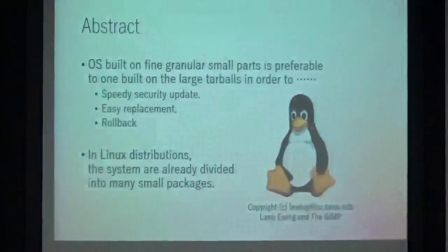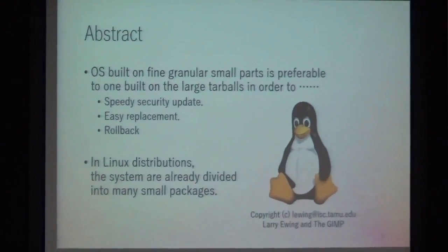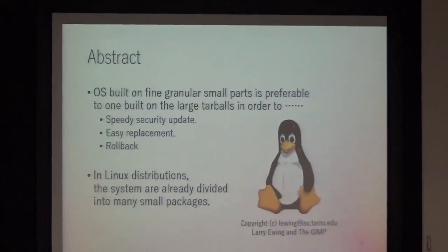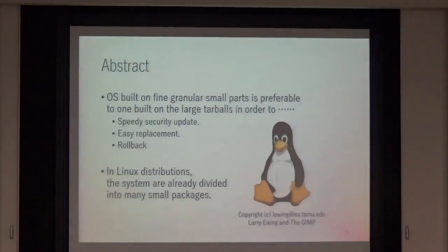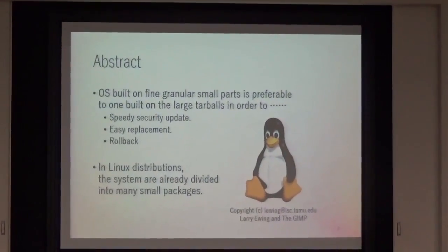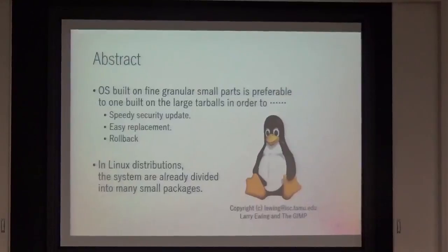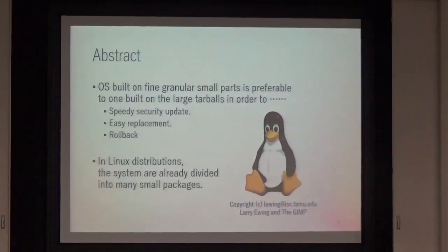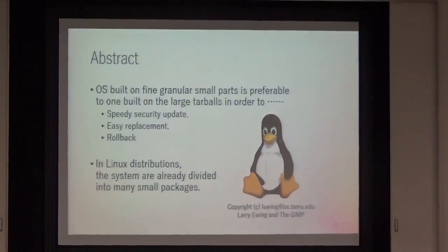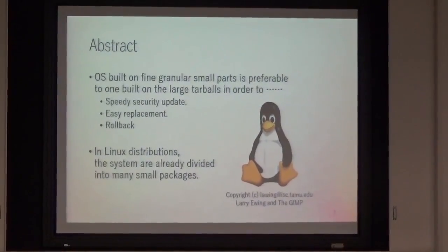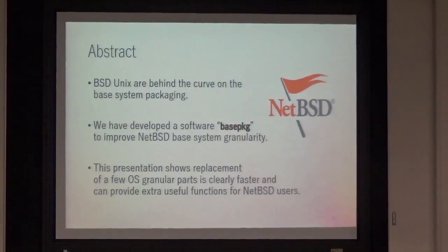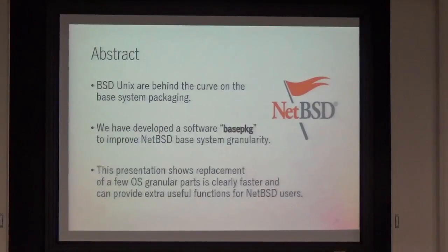It's believed that a Unix operating system built on finely granular small parts is preferable to one built on large tarballs, in order to support speedy security updates, easy replacement, and rollback of specific parts. In Linux distributions, the systems are already divided into many small packages. On the other hand, BSD Unix variants are behind the curve on base system packaging.